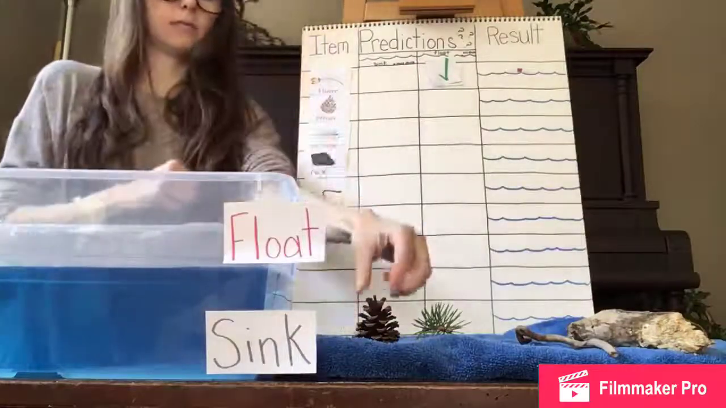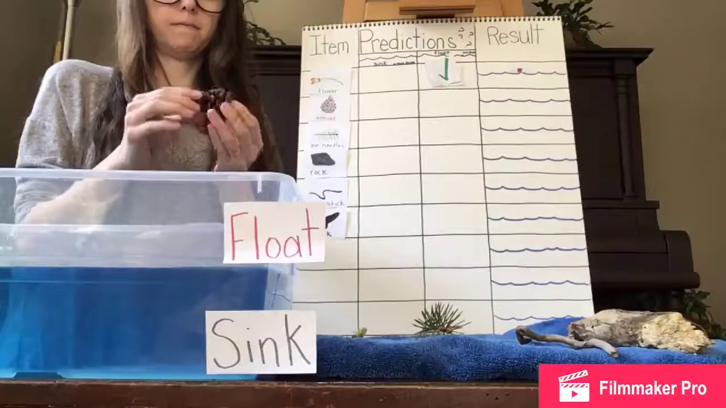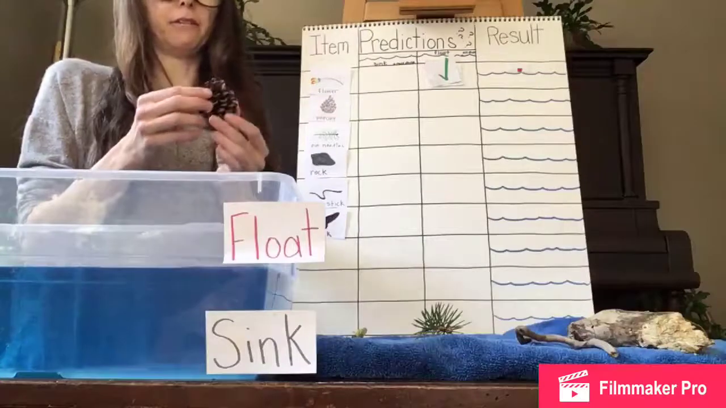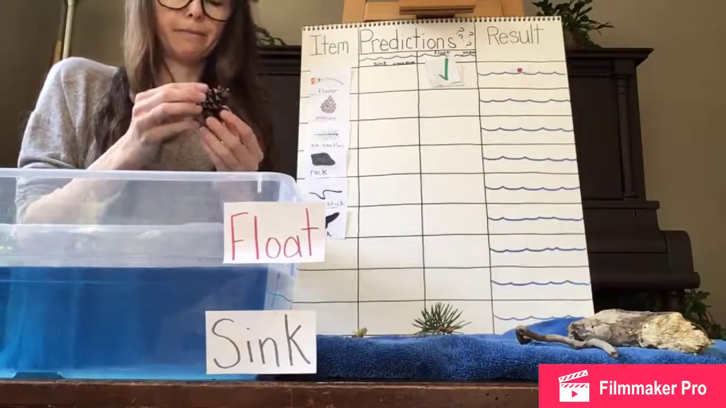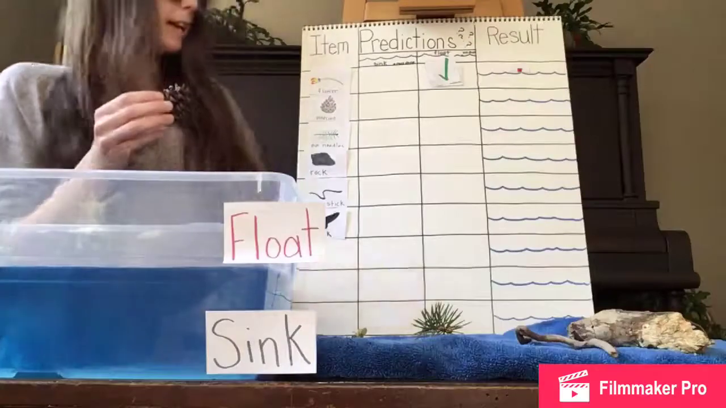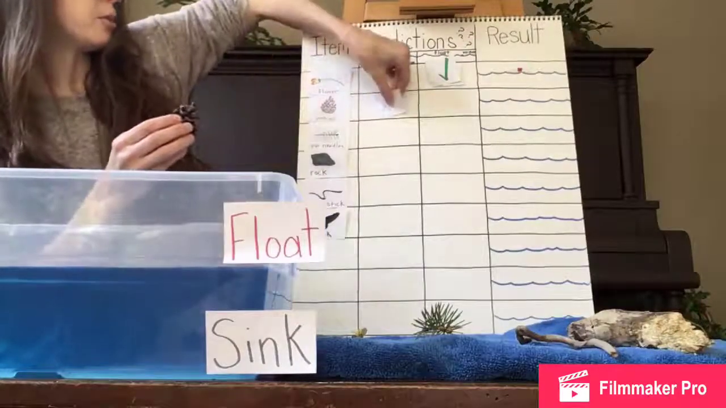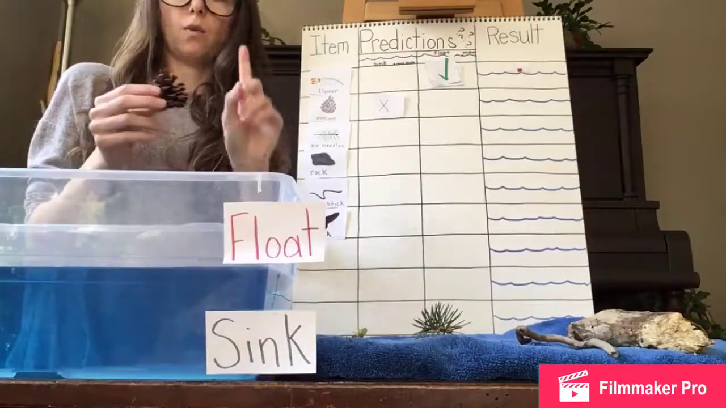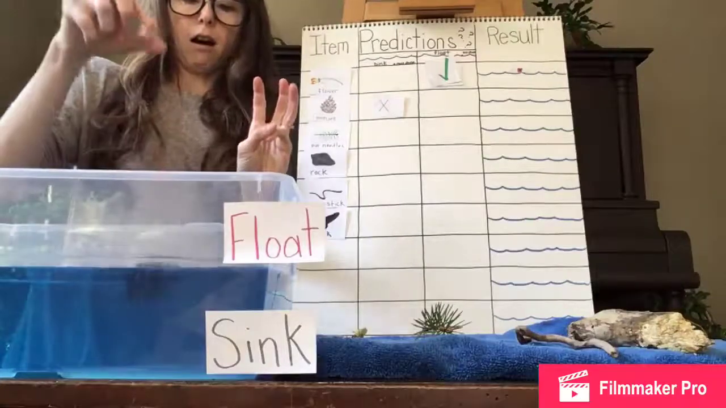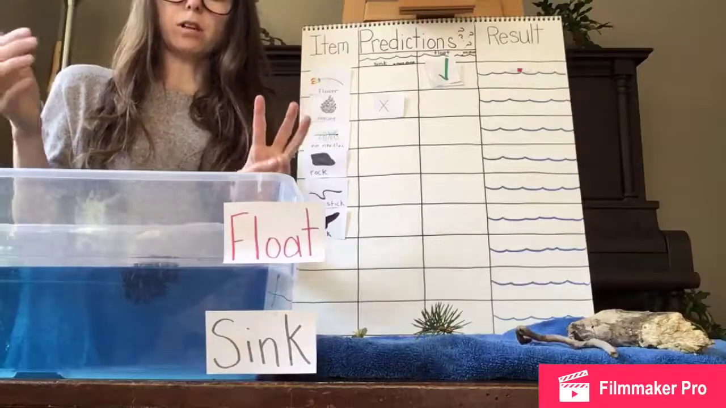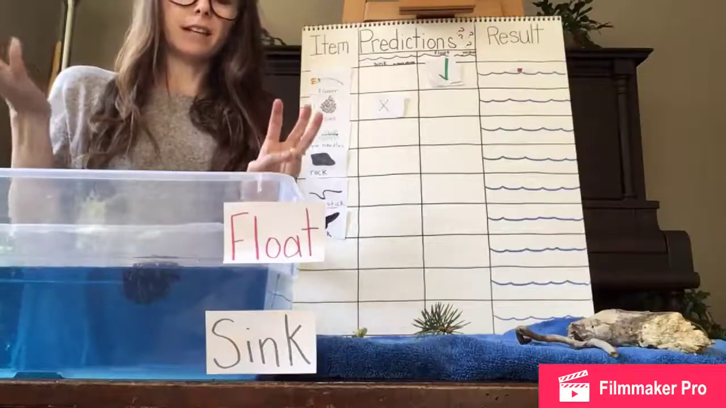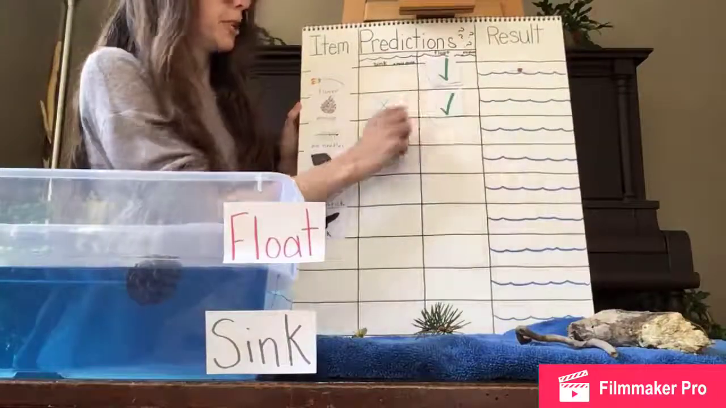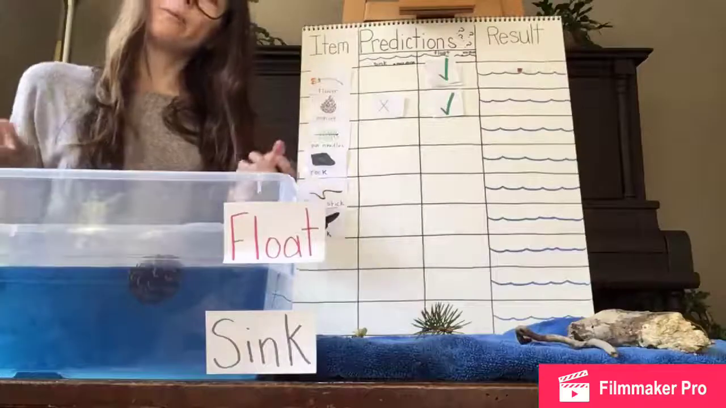Okay, let's guess the next one. This is a pine cone. It seems a little bigger. Seems a little bit heavier than a flower, but it's still kind of light. But I'm going to say it's going to sink. So I made a prediction that it will sink. Let's find out. Are you ready? 1, 2, 3. Wait, it floats. Oh, it was light enough that it can float on water. So this time our prediction was incorrect, but that's all right. We're making guesses.